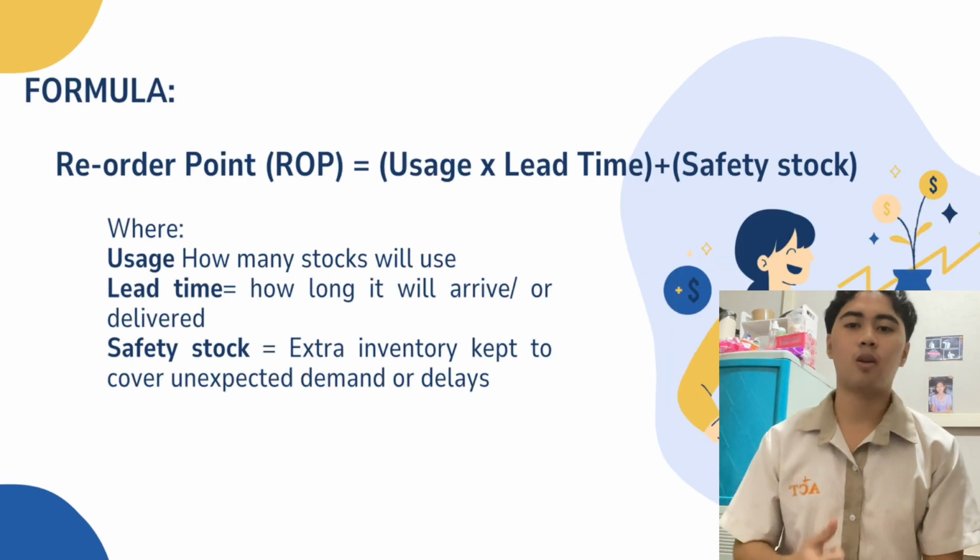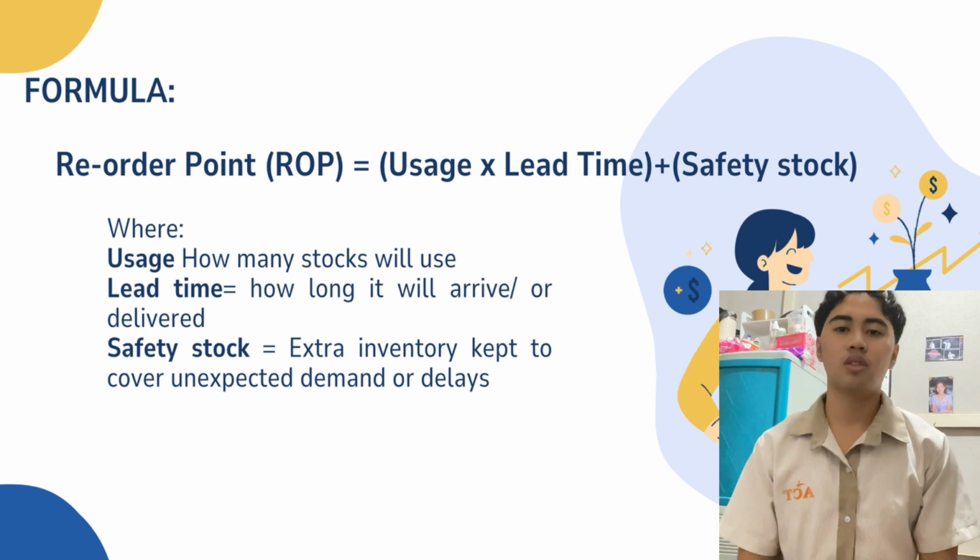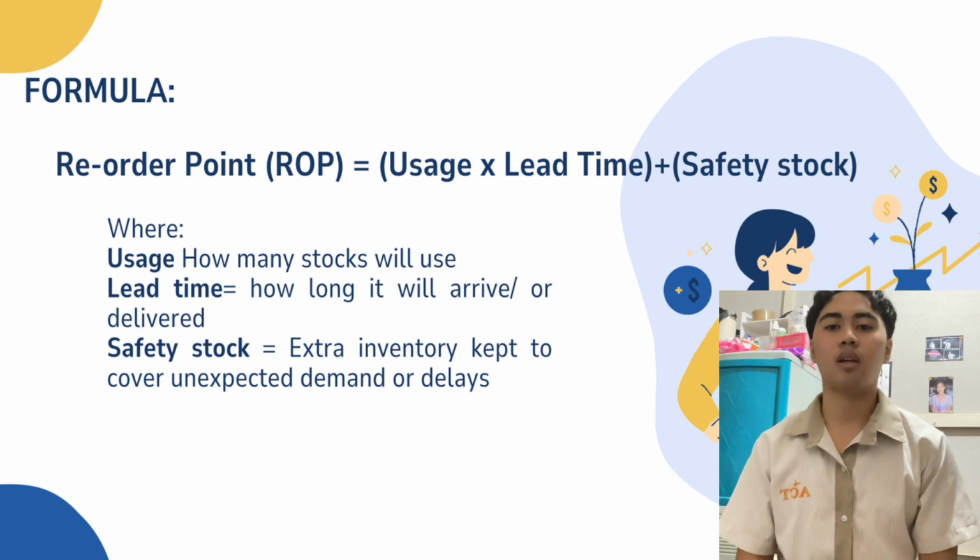Next is the formula for ROP. So the formula for ROP is usage times lead time plus safety stock, where usage means how many stock we'll use, and lead time is how long it will arrive or be delivered. And then safety stock is extra inventory kept to cover unexpected demand or delays.